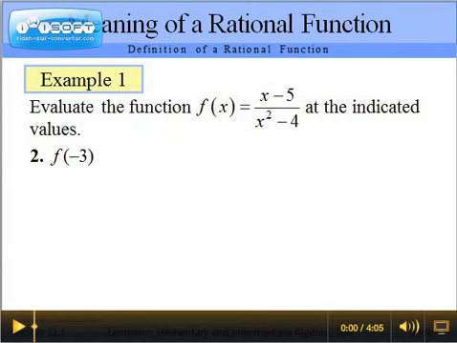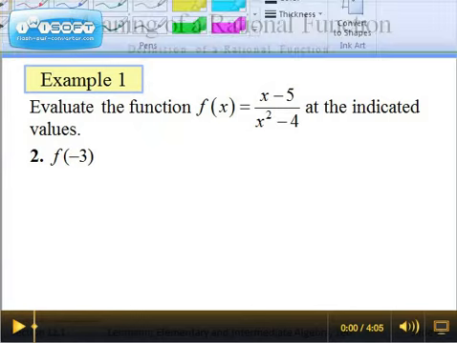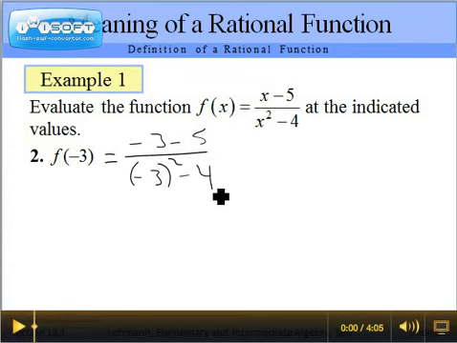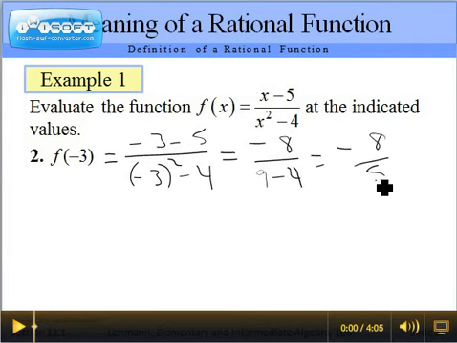Now I'm going to evaluate f of negative 3. So this is equal to negative 3 minus 5 all over negative 3 squared minus 4. My numerator will equal negative 8. My denominator will equal 9 minus 4. So I end up with negative 8 over 5. So f of negative 3 is equal to negative 8 over 5.